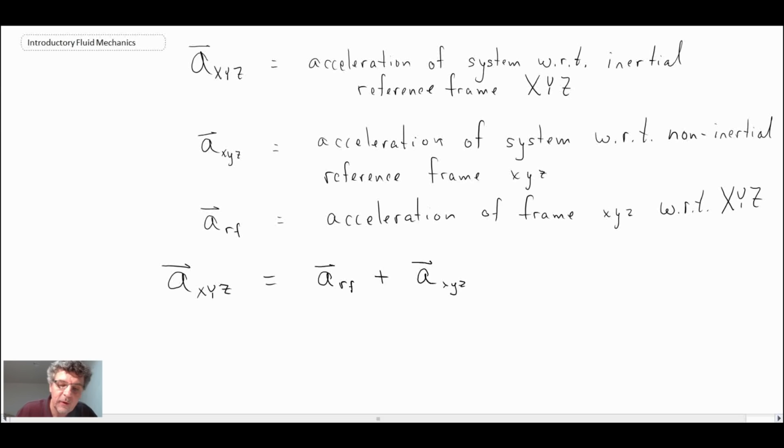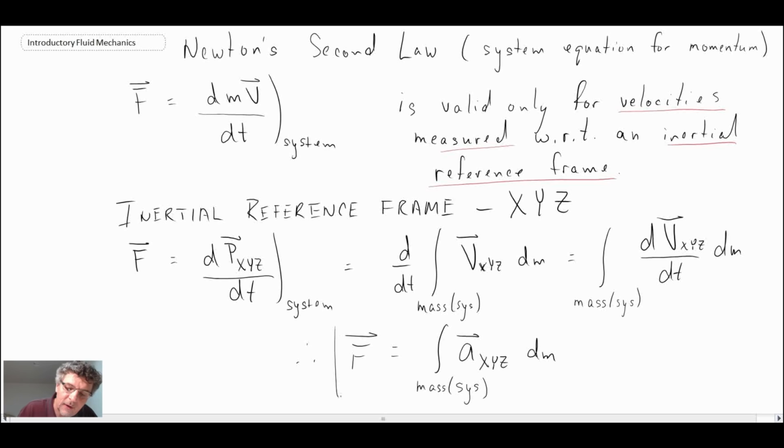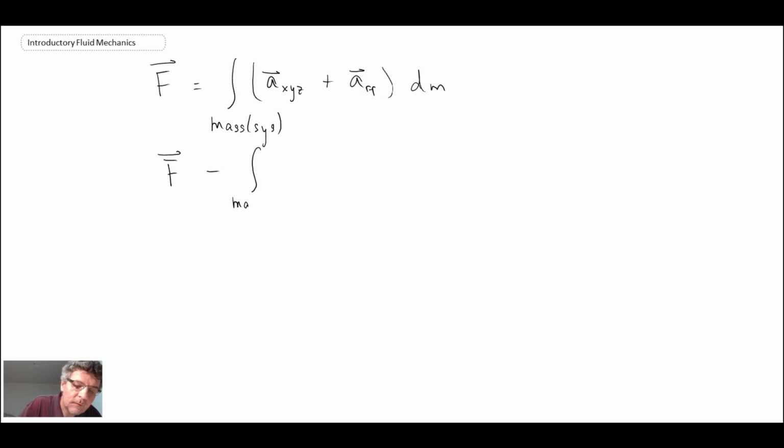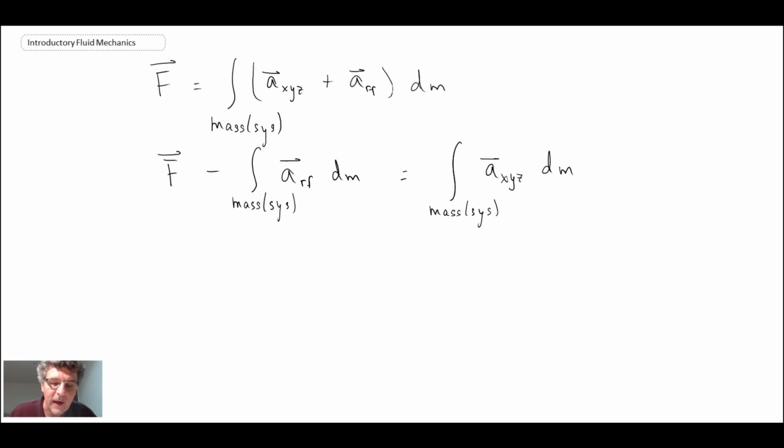And we're going to take this and plug it into Newton's second law, which is here, and work with that. So let's plug that in. That is Newton's second law re-expressed, and we have the acceleration of the system with respect to the non-inertial reference frame, the one that can be moving and accelerating, and then the acceleration of the frame with respect to the inertial reference frame. So we have this equation here.